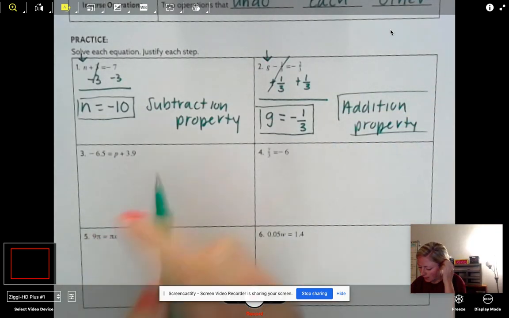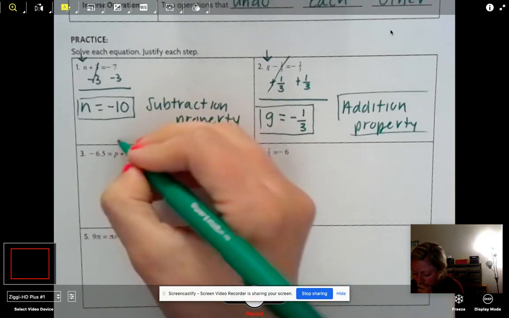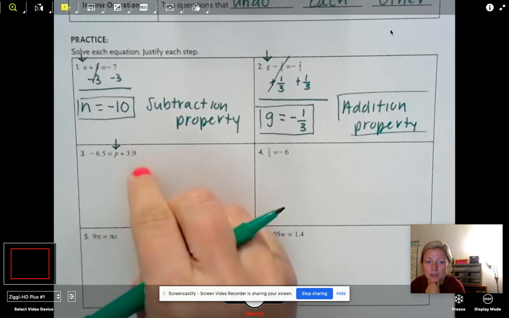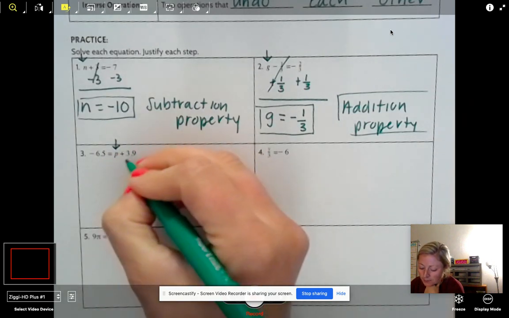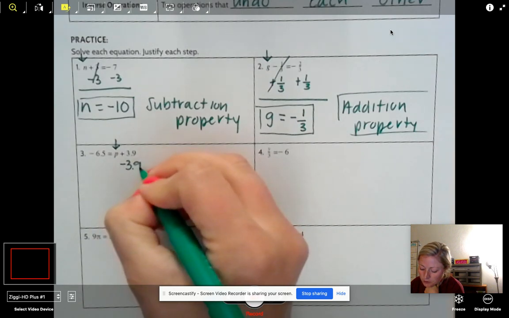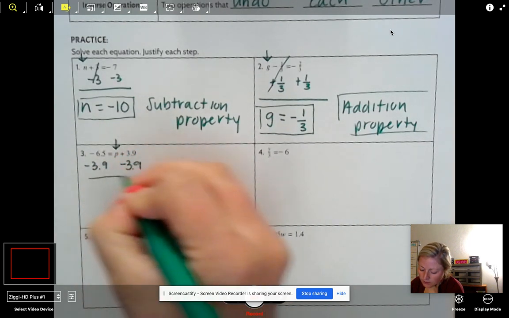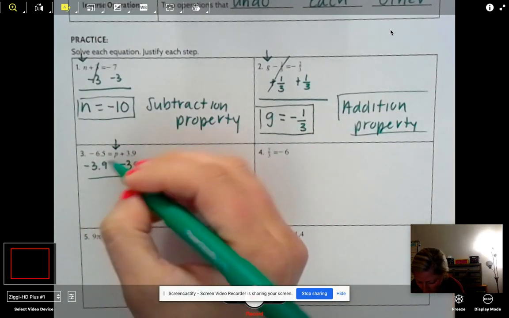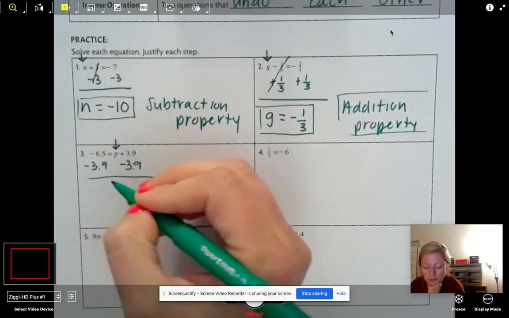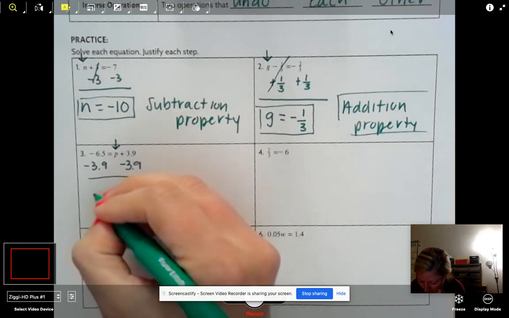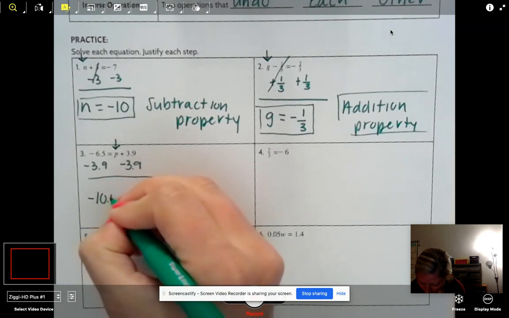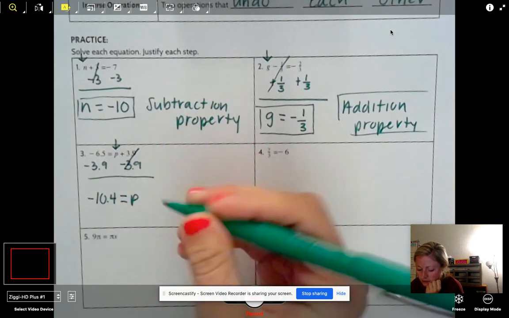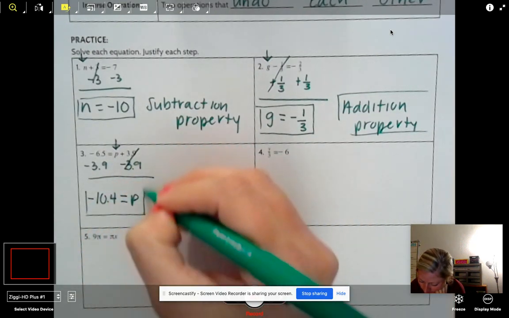Perfect. All right, let's jump down to number 3. Again, our goal is to get p alone, so I have to get rid of this plus 3.9. So again, to get rid of a plus 3.9, we are going to subtract 3.9 from both sides. So now over here, we have to figure out negative 6.5 minus 3.9. That will bring us to negative 10.4. Drop down my p, those cancel, so we find that p equals negative 10.4.